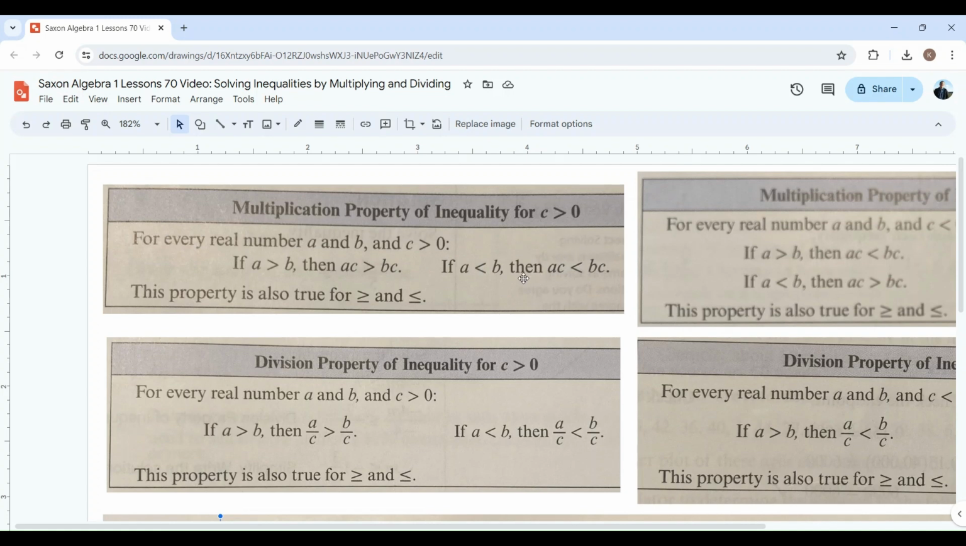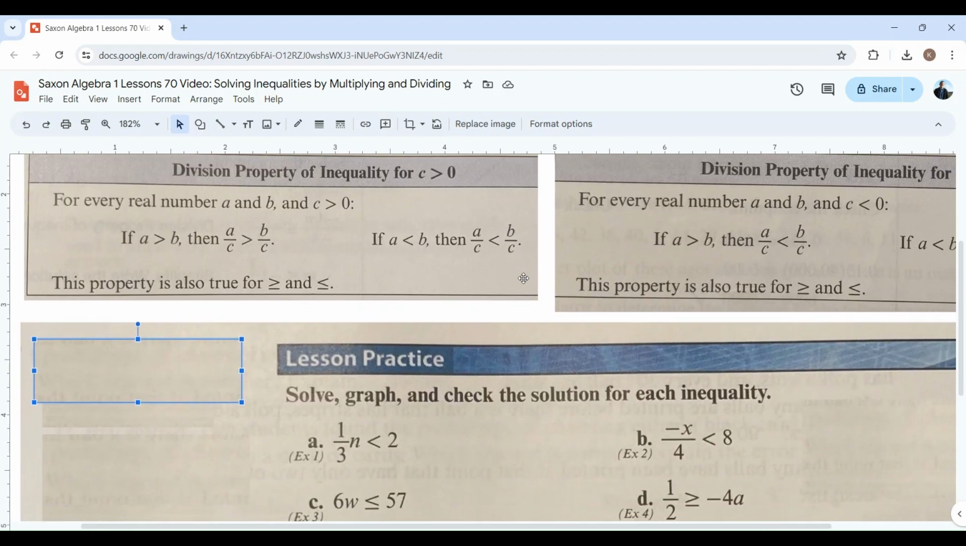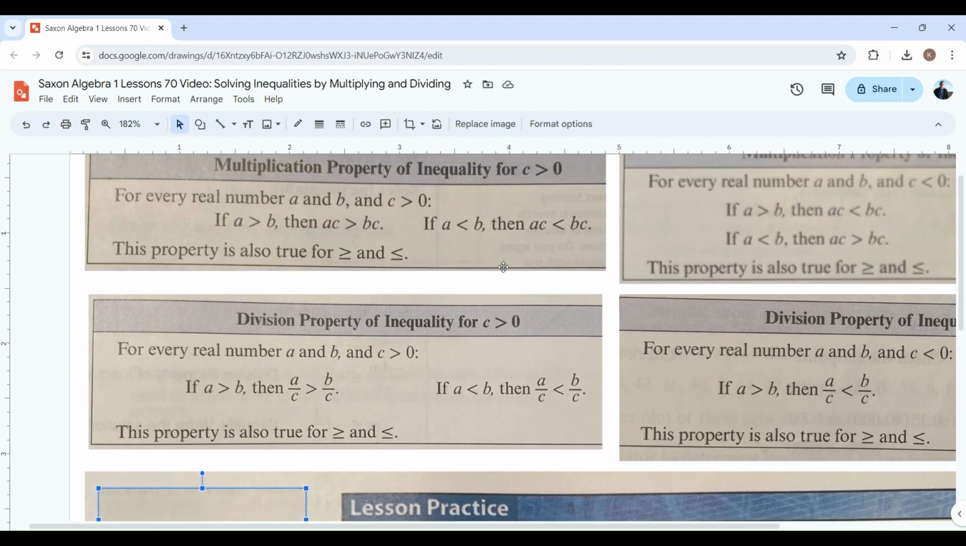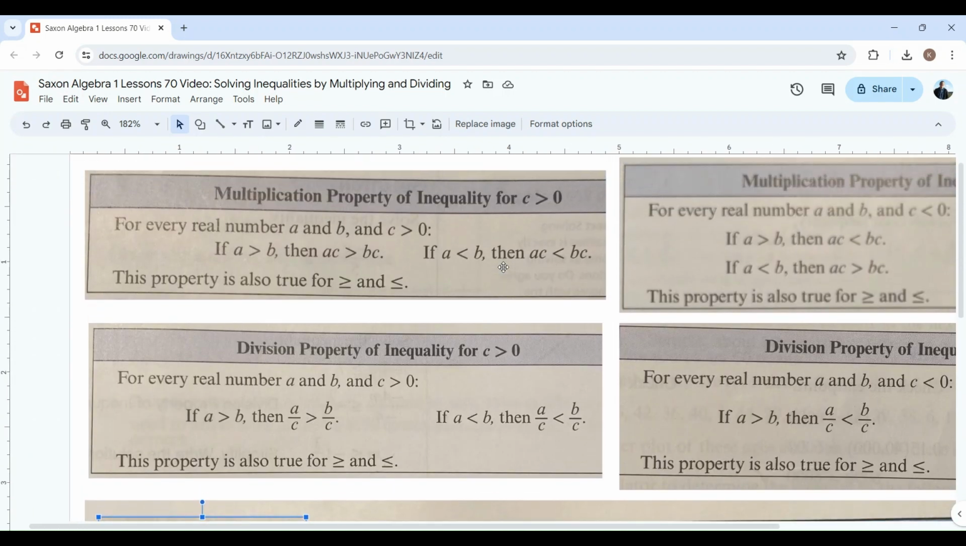Okay, so far what we've learned is this. You can add anything to both sides of an inequality, it stays the same. You can subtract anything from both sides of an inequality, it stays the same. You can multiply both sides of an inequality by a positive number. You can divide both sides of an inequality by a positive number. Notice that if C is a positive number, we can divide both sides by C and the inequality sign stays the same. So in solving inequalities, those things all work without changing the inequality.